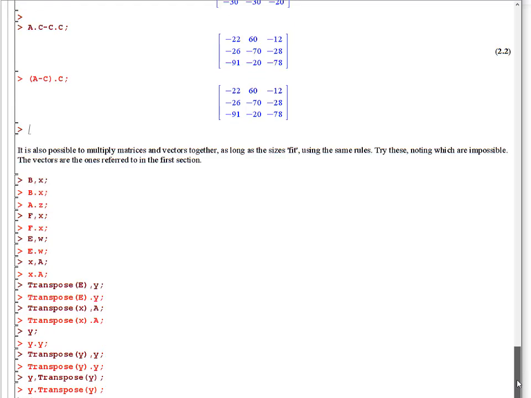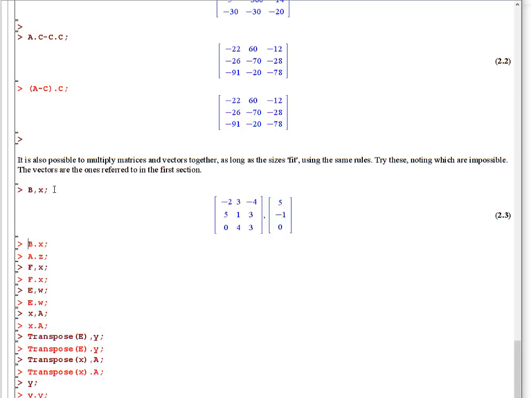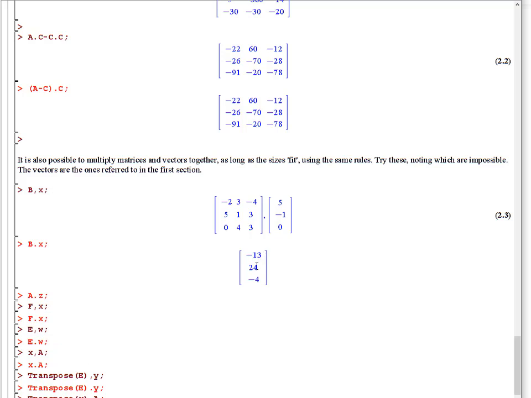Finally, in this section, it is possible to multiply matrices and vectors together as long as they fit. So if that's matrix B and that's matrix X, then Bx would give you this vector. It's almost as though this is treated as a matrix. So 2 times -5, -2 times 5, 3 times -1 is -10, -13, and so on. So you should be able to calculate these as well.